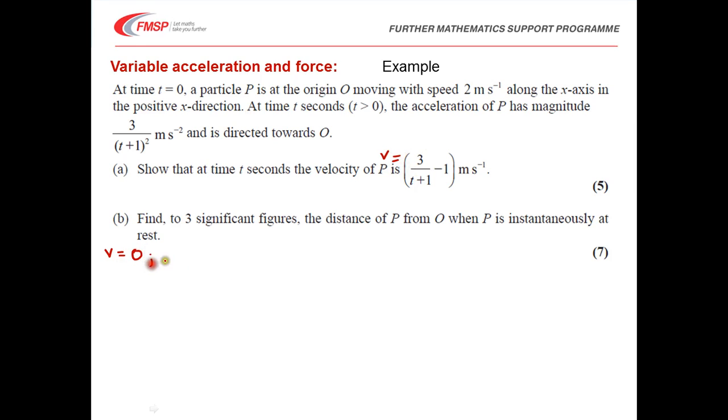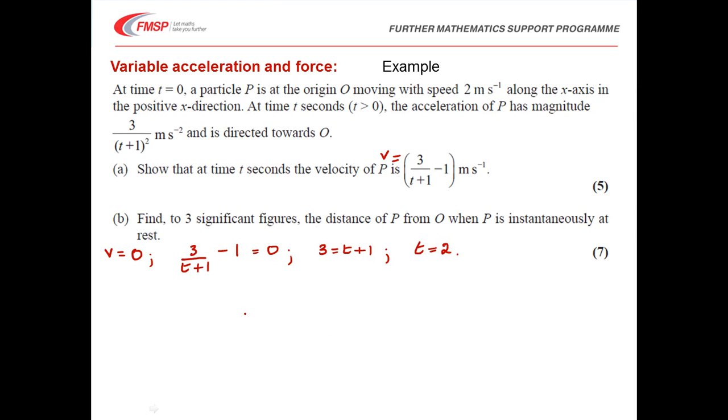So v equals 0, we want 3 over (t plus 1) minus 1 to be 0. That's going to give me 3 equals t plus 1. So I'm looking to find the displacement of P from O when t equals 2. Alright, so that's going to be useful in a moment.